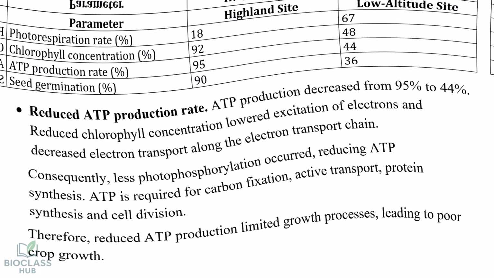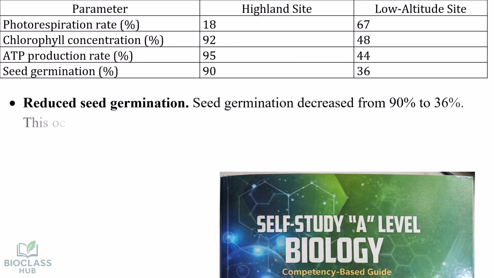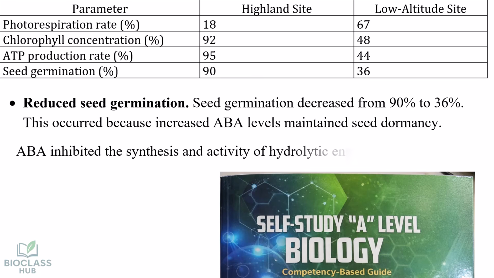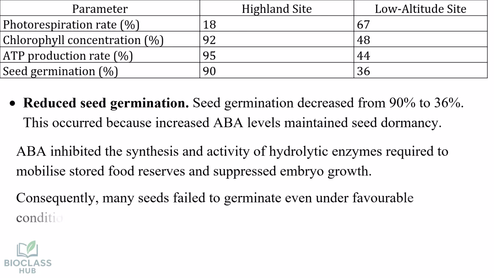Reduced seed germination. Seed germination decreased from 90 to 36%. This occurred because increased ABA levels maintained seed dormancy. ABA inhibited the synthesis and activity of hydrolytic enzymes required to mobilize stored food reserves and suppressed embryo growth. Consequently, many seeds failed to germinate even under favorable conditions, resulting in poor seedling establishment.